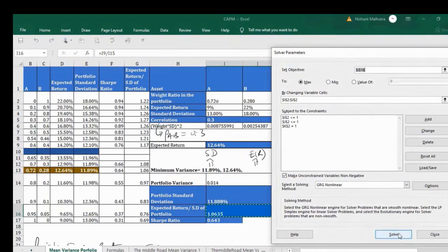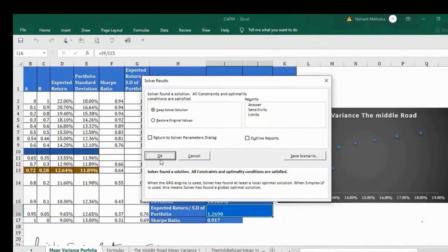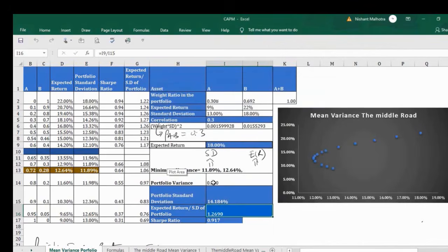We'll solve this equation. It will say that it's going to solve. Soon we get the maximum, which is 1.269. For that, the portfolio weights will be 0.308 and 0.692. This is a very important function we have been able to do. Similarly, we can do it for the Sharpe ratio. You can try that as practice.